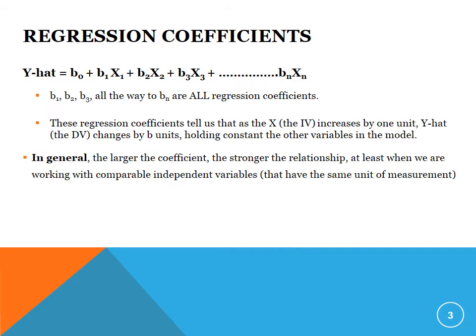So in general, the larger the coefficient, the stronger the relationship, at least when we are working with comparable independent variables. In other words, variables that have the same unit of measure, okay? But unfortunately, it's not that simple. That's why we call them unstandardized coefficients, because there are 3 main problems with regression coefficients, and we're going to look at that next.